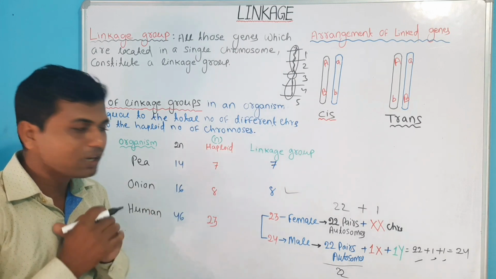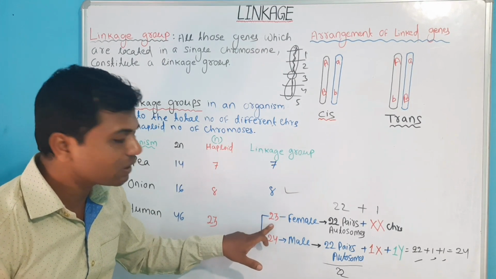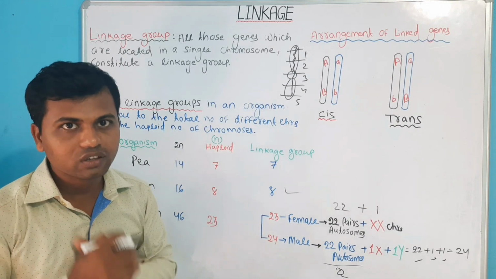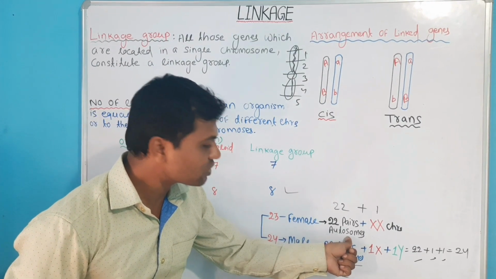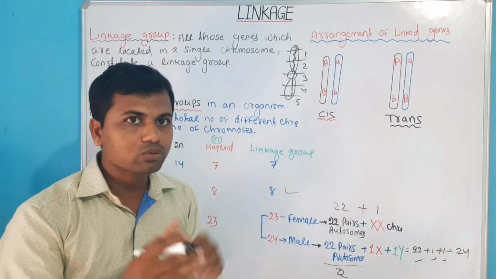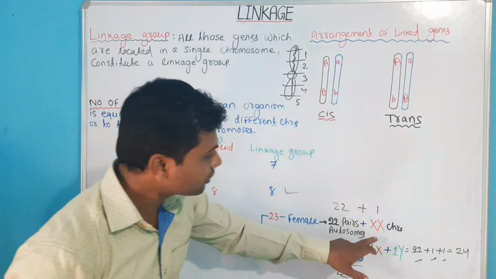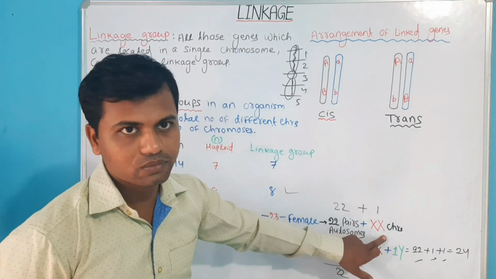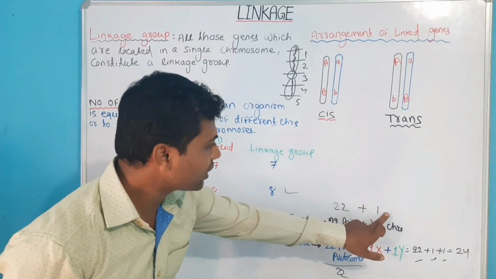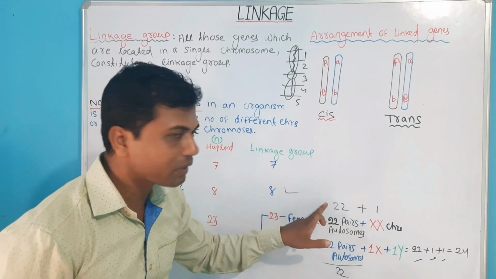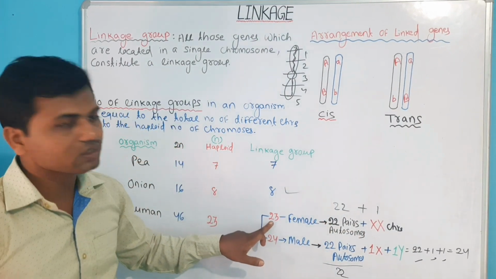But in the case of a human female, the total number of linkage groups is 23. Because a human female has 22 pairs of autosomes, it means 22 types of chromosome are present, and she has 2 X chromosomes. The 2 X chromosomes are one type. So, totally, there are 23 types of chromosome present. So the linkage group is 23.